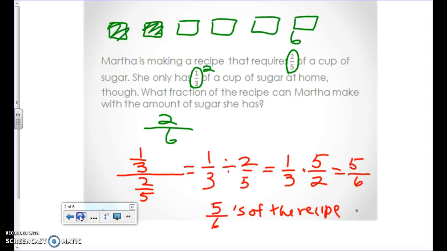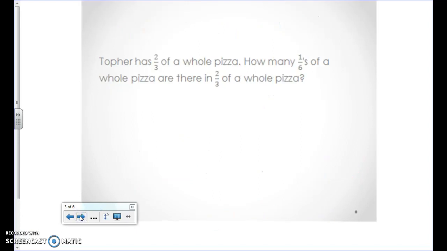So I thought that would be challenging, and I think I got another one that's kind of similar to that on here. This guy's name is Topher, and he has 2/3 of a whole pizza. How many 1/6 of a whole pizza are there in 2/3 of a whole pizza? Wow, that sounds really confusing, but once again, it'll be much easier if we change some of the numbers. So again, I'm going to go back to my strategy here, and instead of having 2/3 of a whole pizza, I'm going to circle this in green. Let's just say he has 2 whole pizzas.